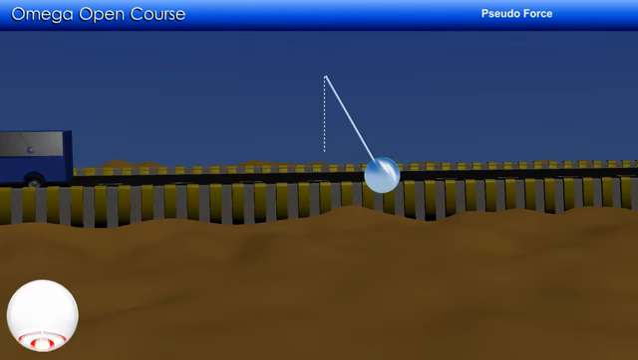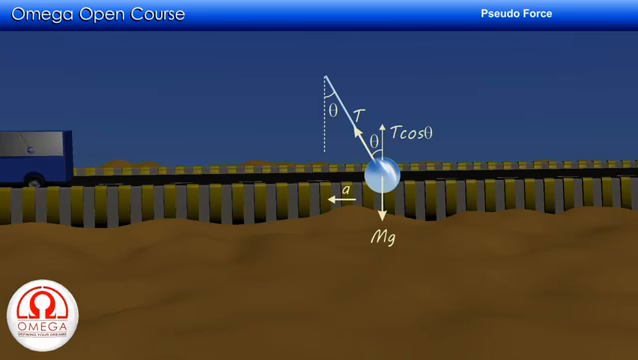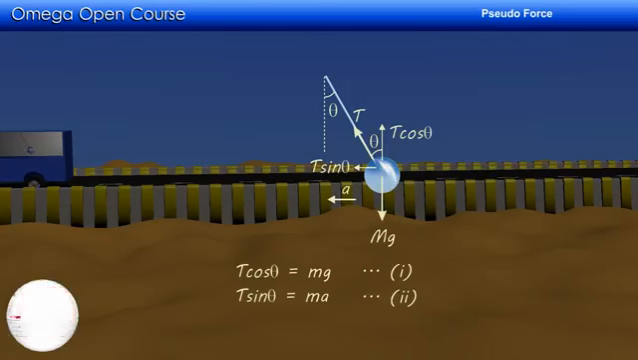Let us assume the thread makes an angle theta with the vertical. Now in the free body diagram of the bob, gravitational force of mg will act in downward direction and tension in the string will act along the string. The bob is accelerating in forward direction with acceleration a. The vertical component of the tension must be equal to gravity, hence T cos theta must be equal to mg. Net force in horizontal direction must be equal to mass into acceleration, therefore T sin theta must be equal to ma. Solving these equations, we can find the value of tension and theta.